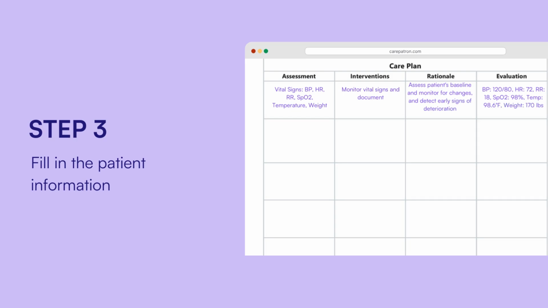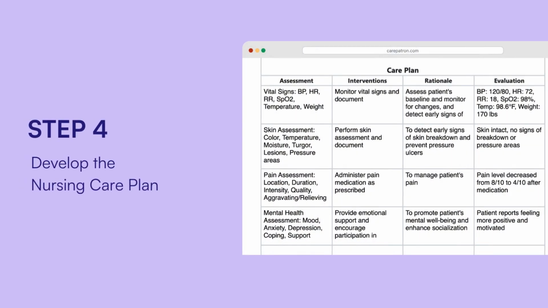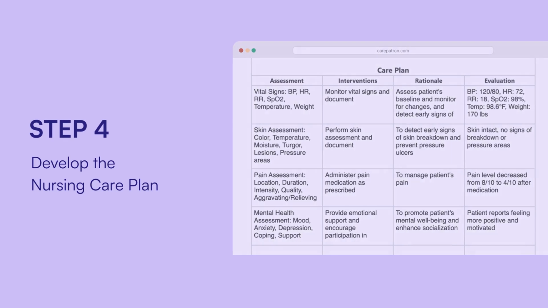Develop the nursing care plan. Once you have assessed the patient, develop a comprehensive nursing care plan to address their needs. The plan should include short-term and long-term goals, medications, treatments, and other interventions. It is also essential to exercise clinical judgment in the process.